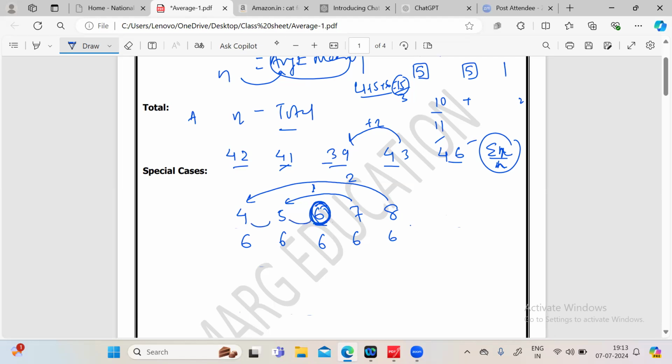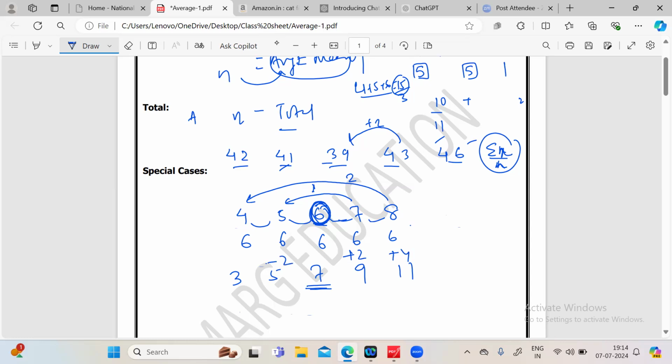Like here the numbers are in equal gap, which is of 1. Let's say the numbers would have been 3, 5, 7, 9, 11. Then also the average will be 7 only, because all the other numbers are equidistant from 7. 9 is 2 more than 7. 11 is 4 more than 7.